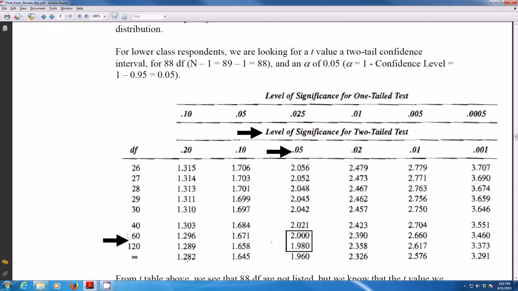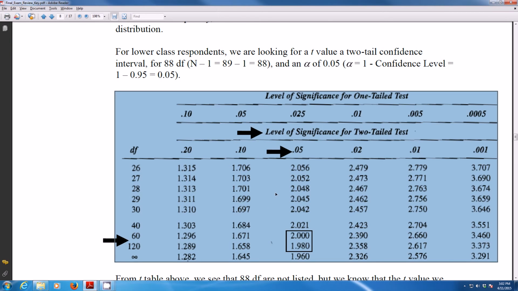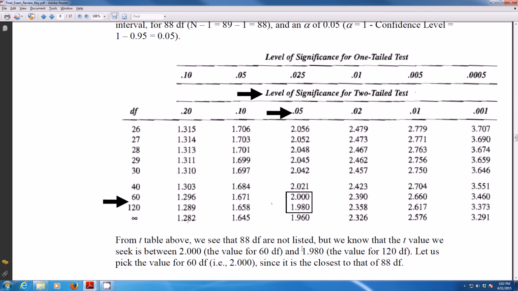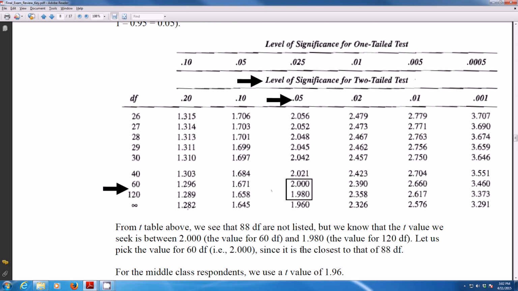Now in this table, 88 isn't listed, but we know it's between 60 and 120. And so the correct value for a two-tailed 0.05 level is going to be between 2 and 1.98. And so I'm just going to use the closest one. Let's pick the one for 60 degrees of freedom, 2, and we'll use that as our t-value in our calculation.